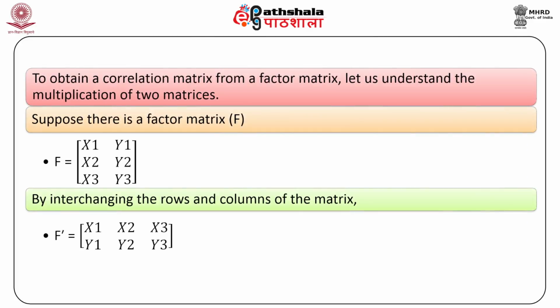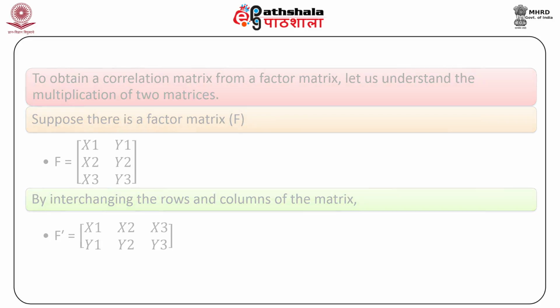To obtain a correlation matrix from a factor matrix, let us understand the multiplication of two matrices. Suppose there is a factor matrix F where factor 1 has the variables x1, x2, and x3, and factor 2 has variables y1, y2, and y3.